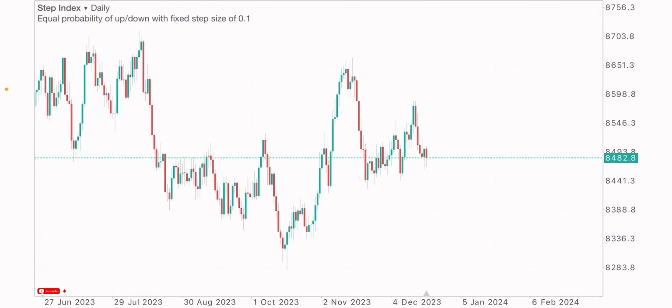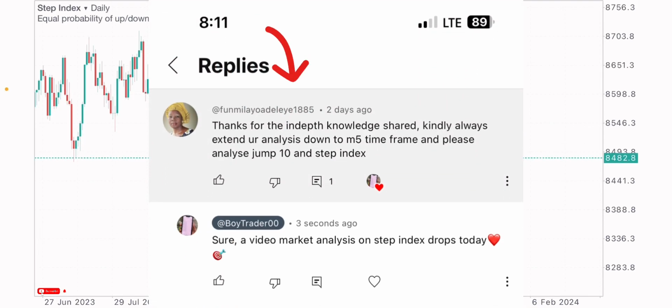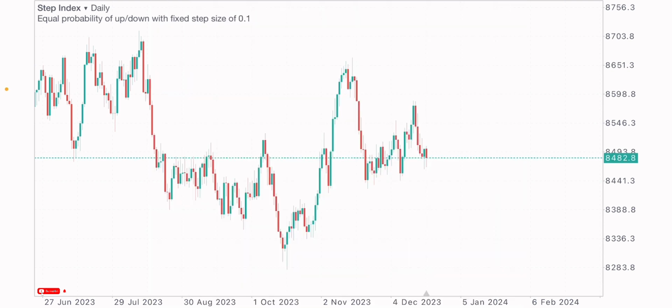I was asked to analyze Step Index, and it's been a while since we did a market analysis on this index. So in today's video, we'll be doing a market analysis on Step Index price action. Basically, we'll be analyzing from a higher time frame down to the lowest time frame, as low as the 5 minutes time frame.